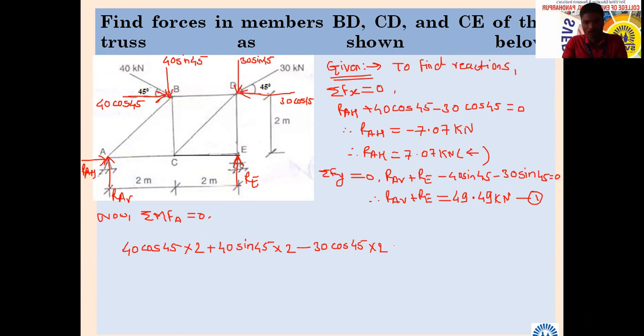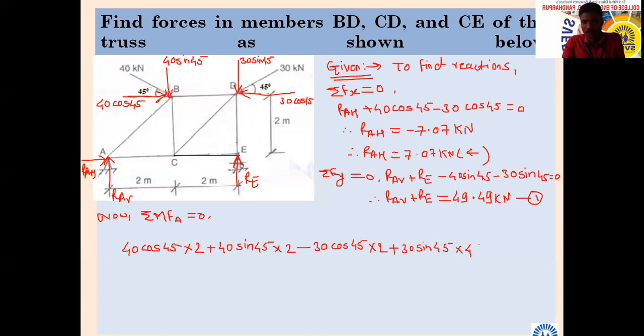Now 30 sin 45. With respect to point A, how will the object rotate? Clockwise. So it will be plus 30 sin 45 into, what is the perpendicular distance? 4 meter. Okay, 4 meter. Then, which is remaining now?